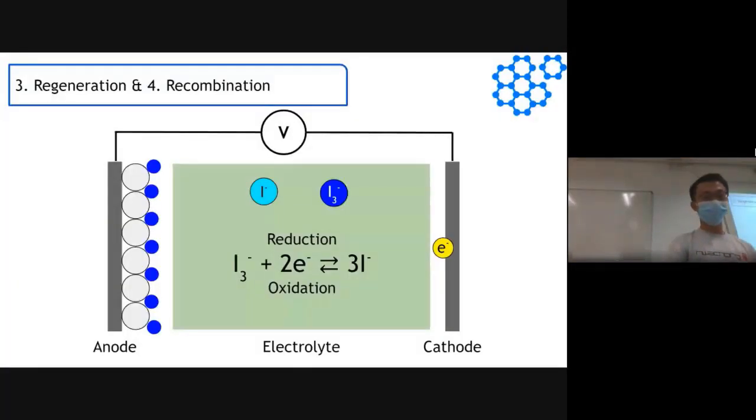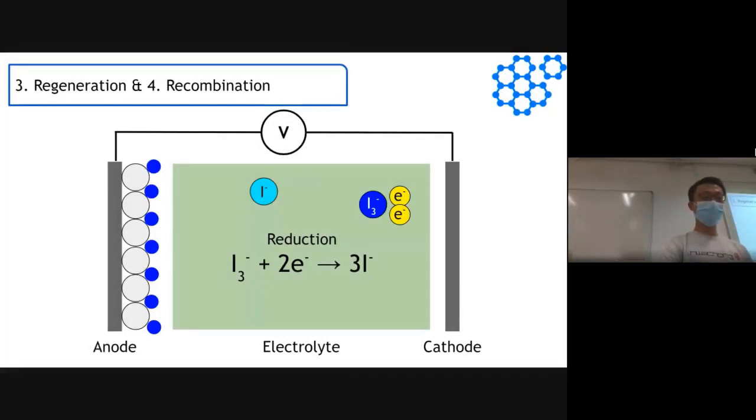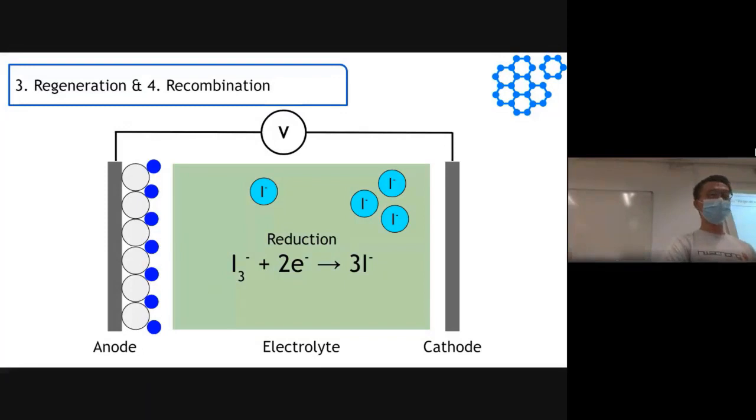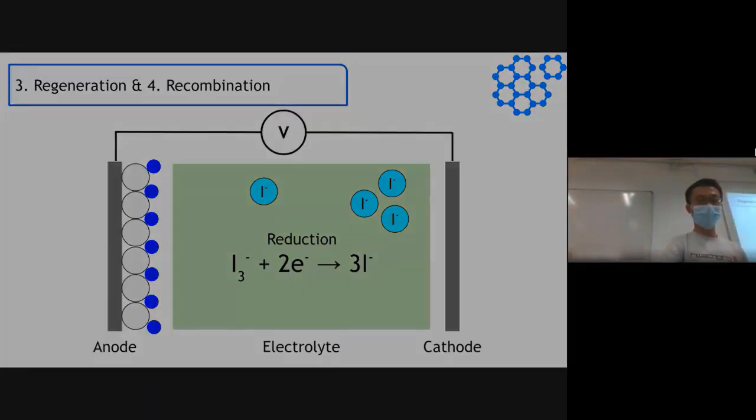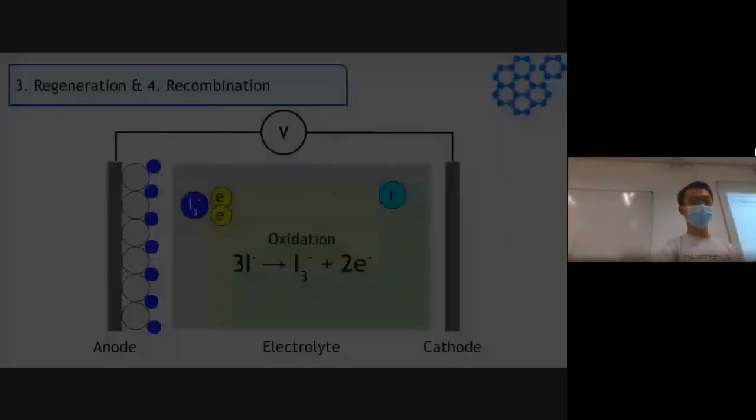What links the cathode to the anode is an electrolyte solution, which in the case of dye sensitized solar cells is I minus and I3 minus. So you have a redox reaction which happens. For the movement of electrons from the cathode back to the dye, first it combines with your I3 minus and it's reduced to I minus. And then your I minus ions move to the dye and are oxidized, and you get back your electrons.